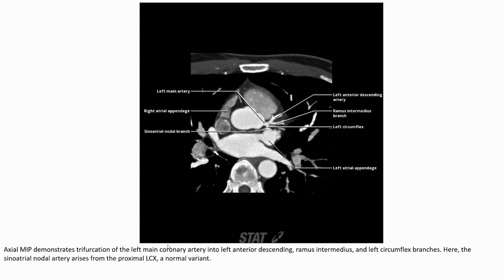At the proximal we call left main artery, and then we divide it into three main branches. We call left anterior descending artery, a ramus intermedius branch, and left circumflex. From the left circumflex we can see the sinoatrial nodal branch.